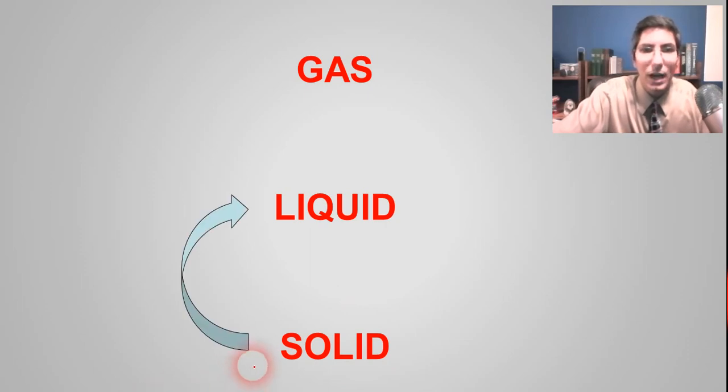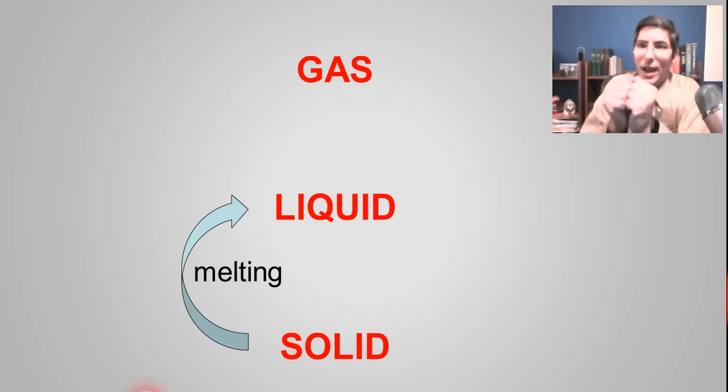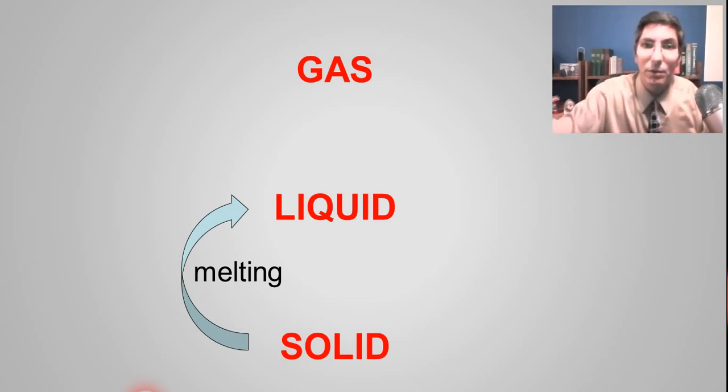Well, if we go from a solid to a liquid, there's a name for that. It's called melting, and that's a word I know that you've all heard of before. So a solid, it's got this nice crystalline structure, and as you add heat or add energy to it, the molecules move faster and faster and faster, and eventually they're able to break free of each other, and they're able to start moving around. So that's what happens when something melts.